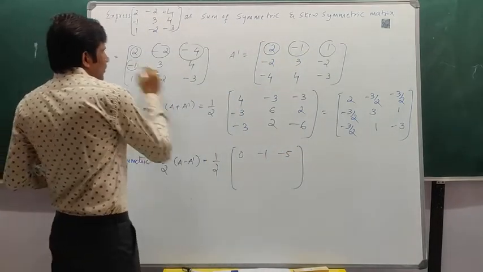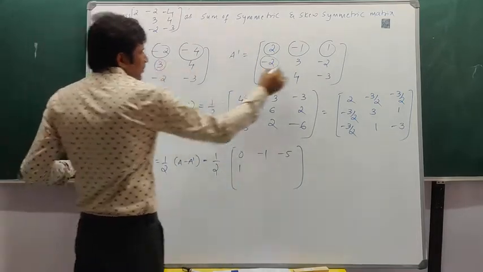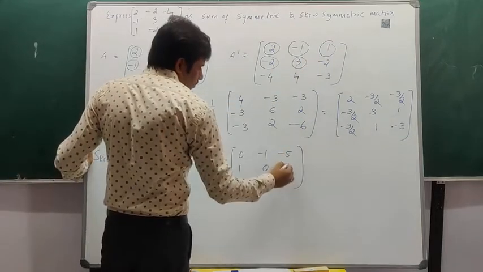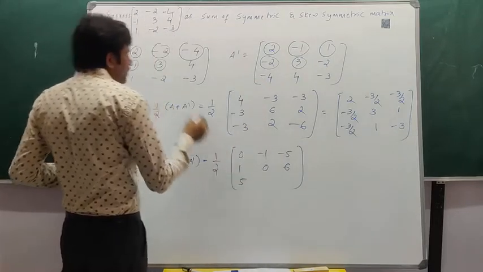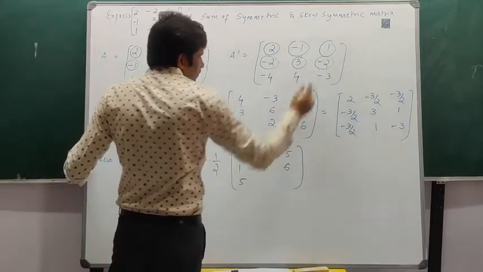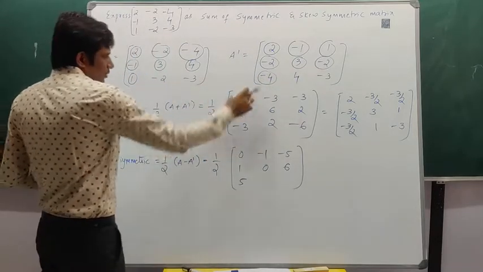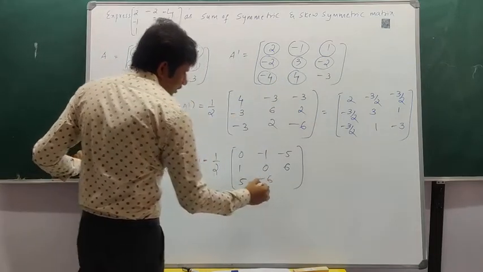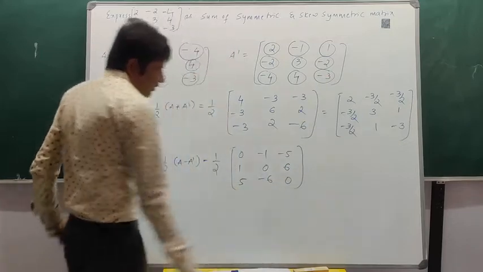So minus 1 minus of minus 2 plus 2, that is 1. So 3 minus 3, that is 0. So 4 minus of minus 2 plus 2, that is 6. So 1 minus of minus 4, that is plus 4, 1 plus 4 is 5. Minus 2 minus 4 is minus 6. Minus 3 minus of minus 3 is plus 3, that is 0.